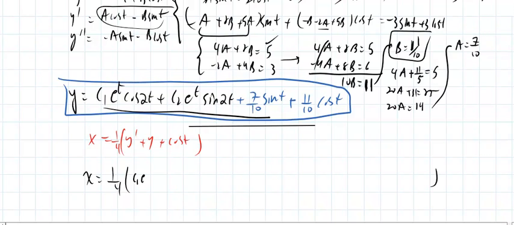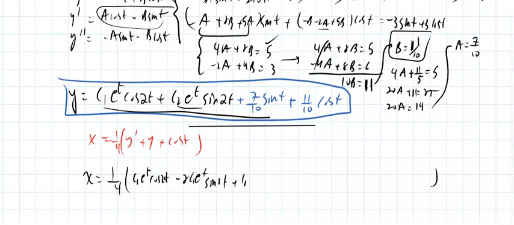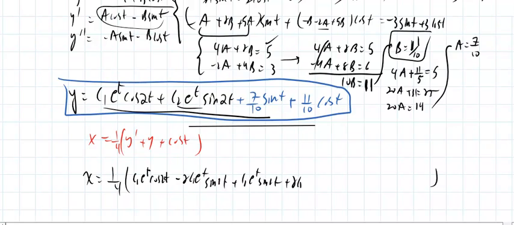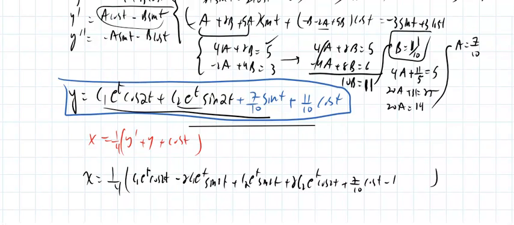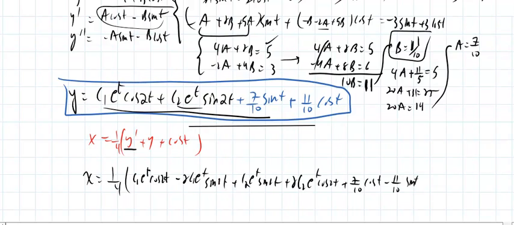That is c sub 1 e to the t times cosine of 2t minus 2c sub 1 e to the t sine of 2t, the product rule, same thing here, plus c sub 2 e to the t sine of 2t plus 2c sub 2 e to the t cosine of 2t plus 7 over 10 cosine of t minus 11 over 10 sine of t. That's this. Plus y is literally what you see.